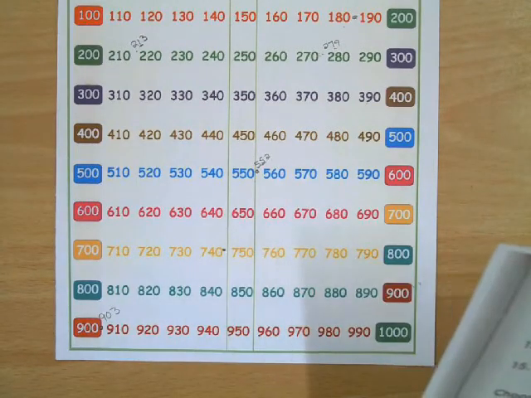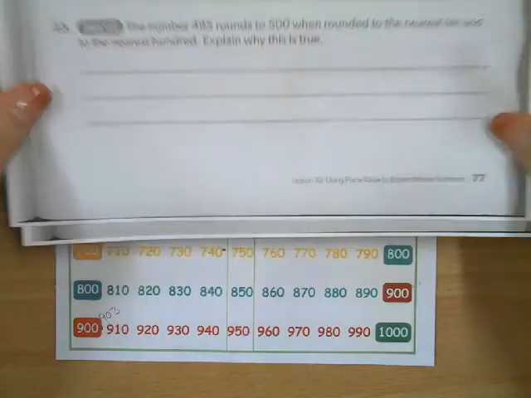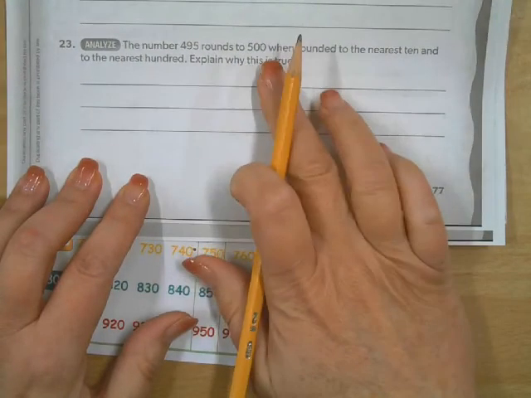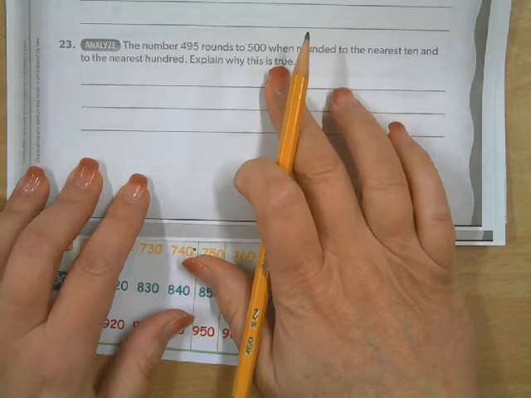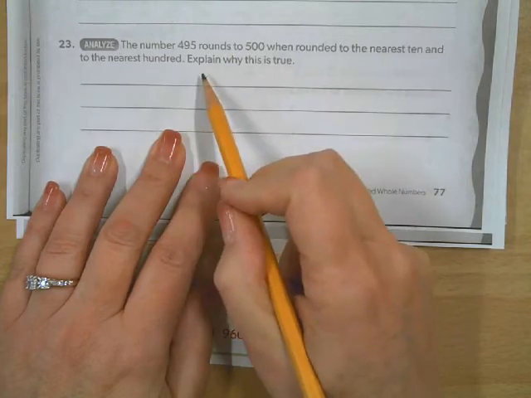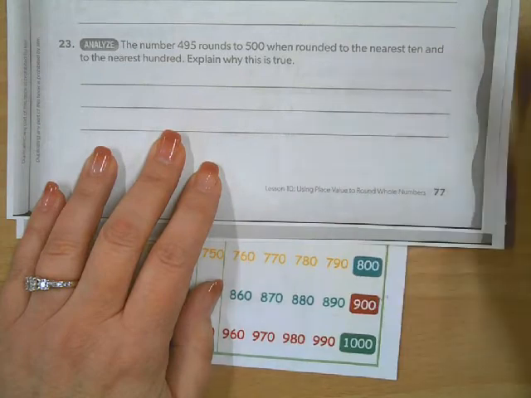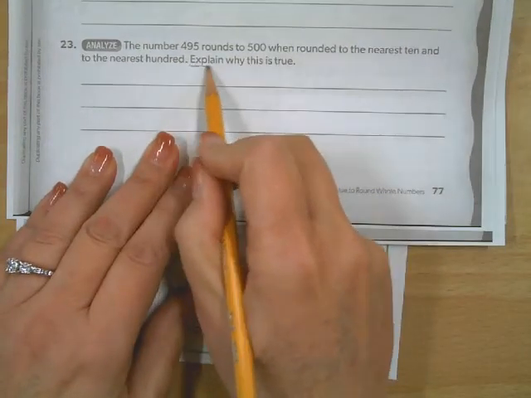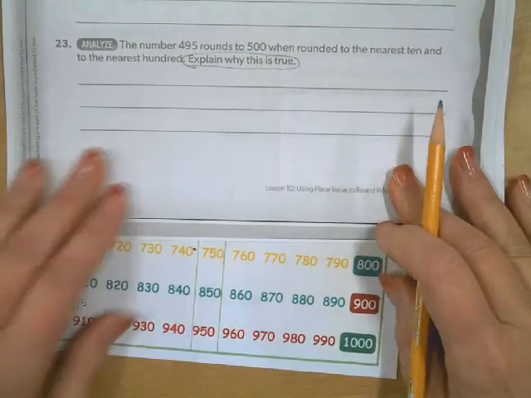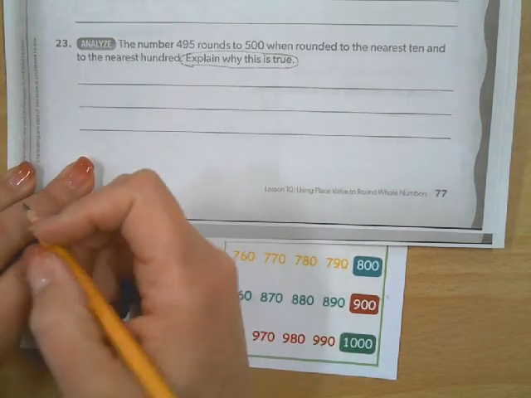I'm going to go to one more, which is number 23. And number 23 says, the number 495 rounds to 500. So they're already even telling us what it rounds to. When rounded to the nearest 10 and to the nearest 100. Explain why this is true. Okay, so we need to take what they're asking us to find and put it into an answer statement.